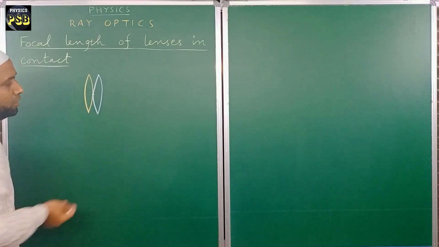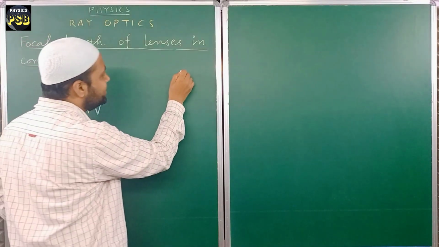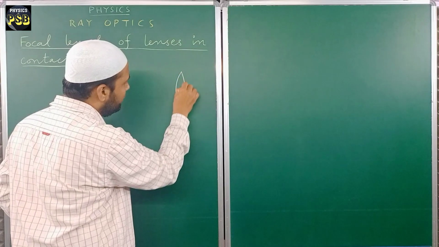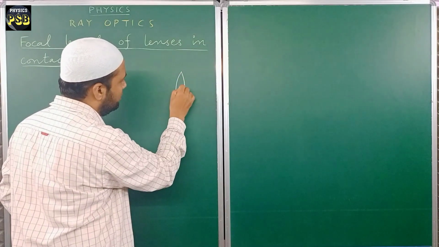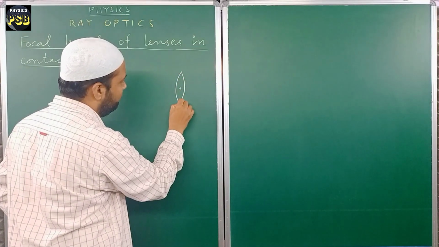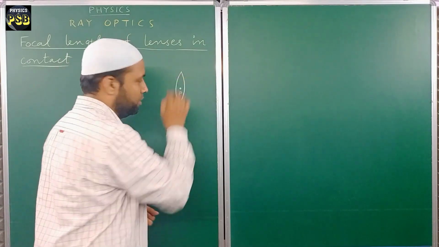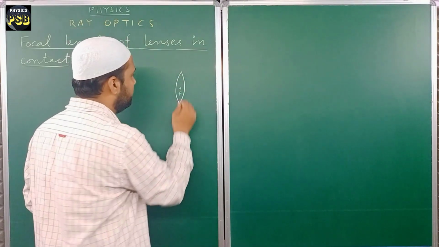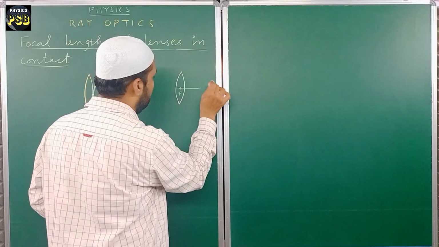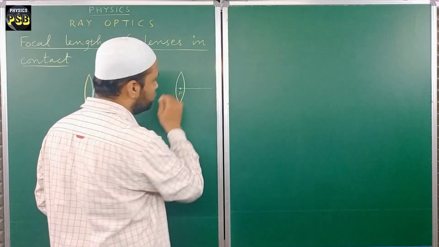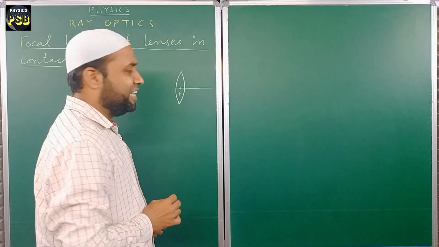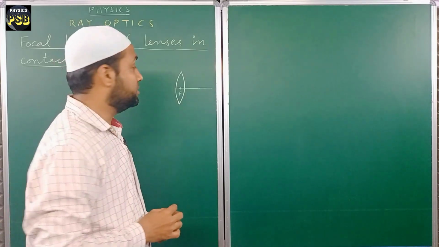common pole. We know for a lens, the geometric center is referred to as its pole. This is the pole of this lens, and the line which passes through the pole is referred to as the principal axis.